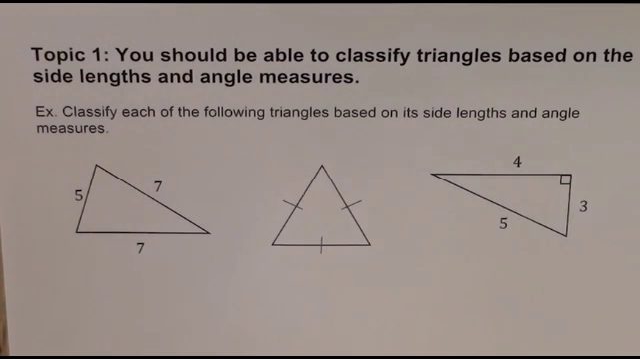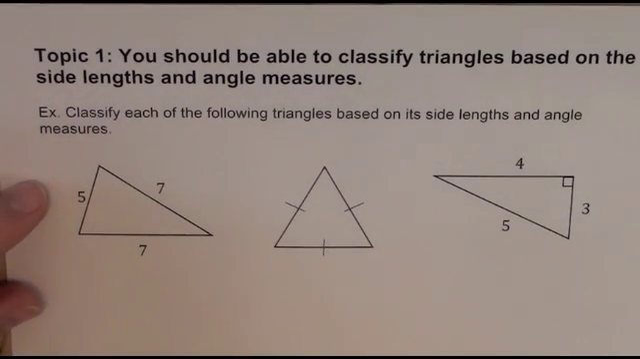Classifying the triangles based on their angles, we have four options. An acute triangle has three acute angles, a right triangle has one right angle, an obtuse triangle has one obtuse angle, and an equiangular triangle has three congruent angles.